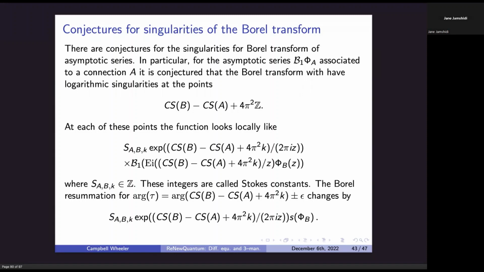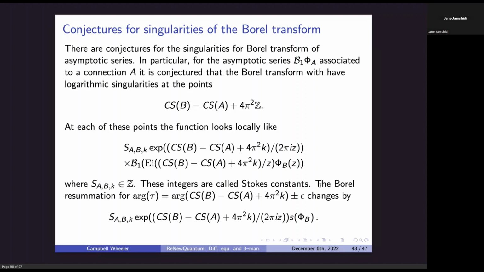Locally around each of these points, the Borel transform of these series looks like some sort of integer, this S_AB^k, multiplied by some exponential term, which is related to these classical actions, so these Chern-Simons values, and then multiplied by some simple exponential integral. This takes care of the factorial divergence in some sense, times the other asymptotic series we see for different connections relating the two points A and B. And so this is conjecturally what these functions should look like.